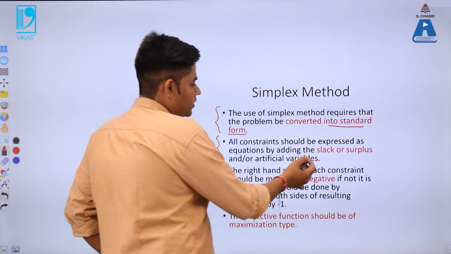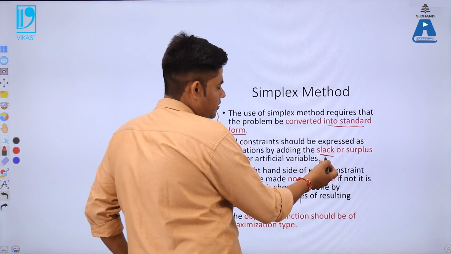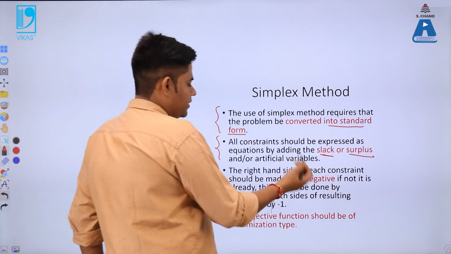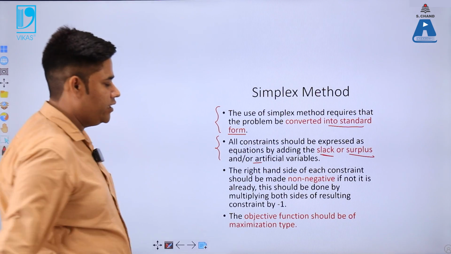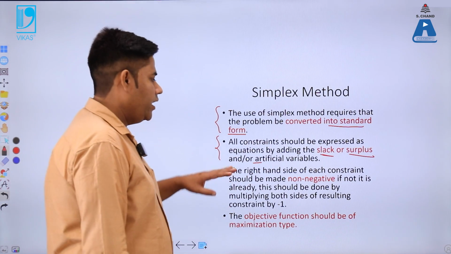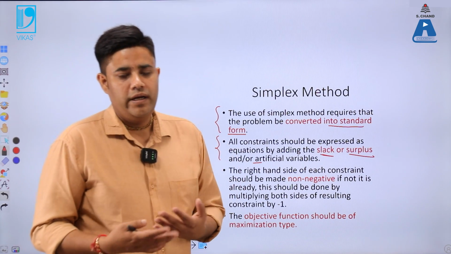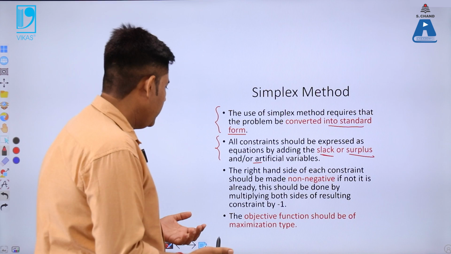But how can we do that? We can add slack variables and subtract the surplus variables, or add the artificial variables into it, in order to make it an equality. We'll understand this in more detail with the help of an example.